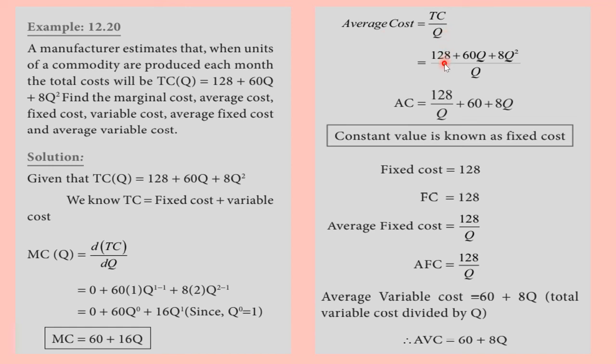So what is your total cost? 128 plus 60q plus 8q square divided by Q. So average cost is equal to 128 divided by Q plus 60q by Q will give you 60 plus 8q square by Q will give you 8q. So this is your average cost. Constant value is known as the fixed cost. So 128 is called as the fixed cost here. Fixed cost is 128. Average fixed cost is 128 divided by Q. So AFC is equal to 128 divided by Q. Hope you understand it, dear children.